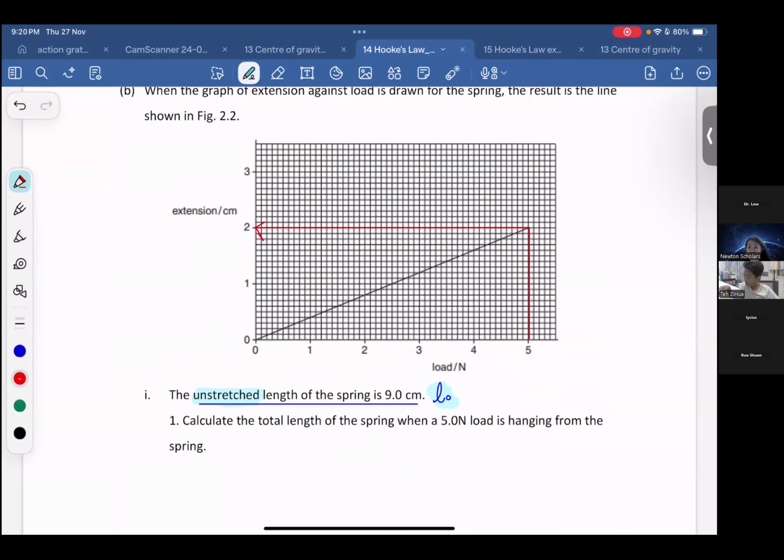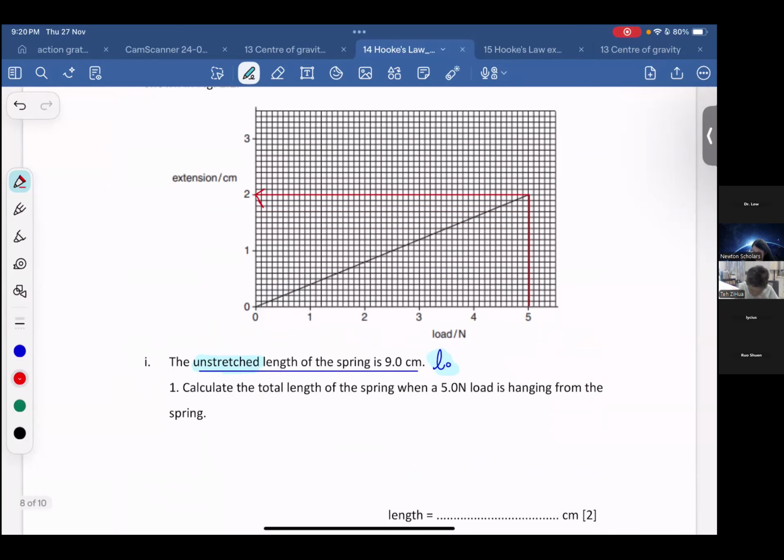This is extension. Emily, correct? Here is the extension, but they want you to find the total length. Total length should be your original length plus your extension. How much did you extend the spring? So original is 9 plus you extend 2 cm when 5 Newton is hung on it. So it will be 11 cm. Okay, is that clear?